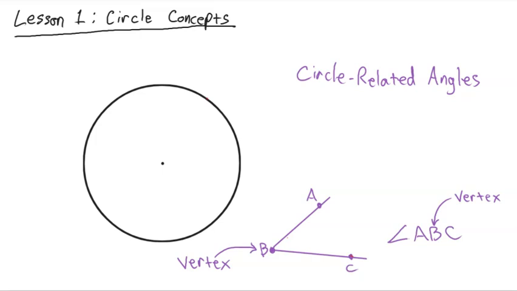And so we have 3 kinds of angles that we're going to look at related to circles. We're going to look at what's called a central angle. We're going to look at what is called an inscribed angle. And then we're also going to look at what we call an exterior angle. So let's jump into those now.